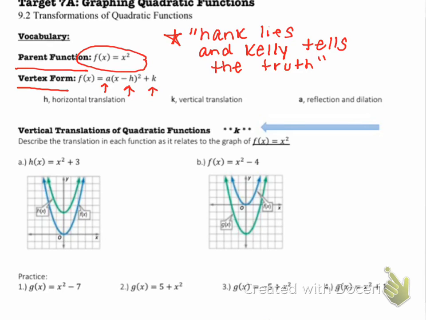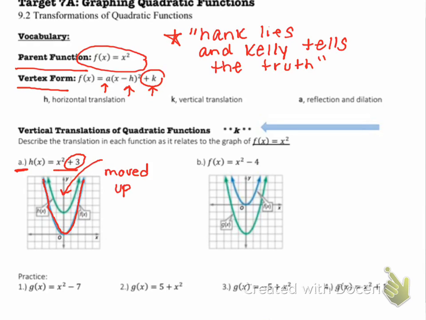So we're going to look first at what the K value does. Notice where K is in our equation. It's on the outside of the parentheses. It can be adding or subtracting. In example A, here's our parent function, notice how it's passing right through the origin. The x squared plus 3 is in green, and I know your copy is in black and white, mine's in color, so really pay attention to this video for it to help you. But what the 3 did is it simply moved it up 3 units.